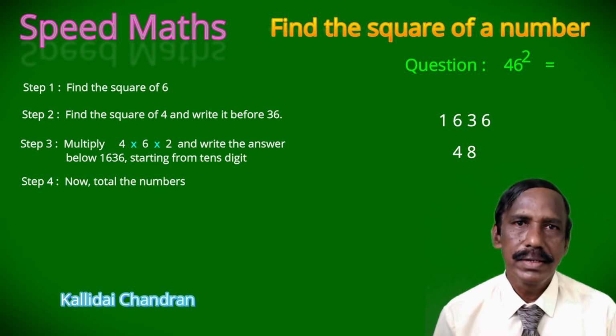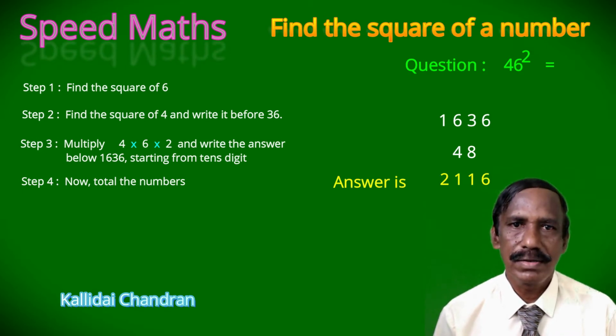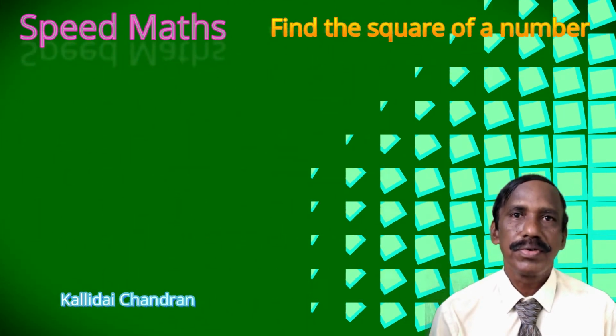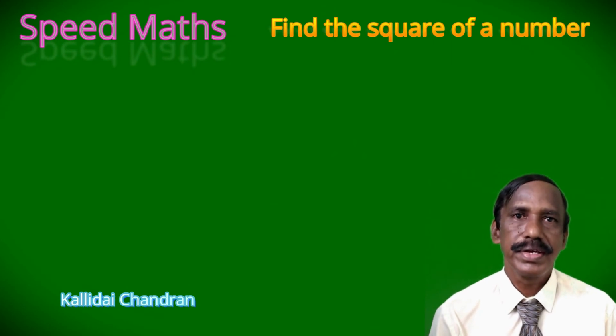Now add 1636 with 48 and the answer is 2116. 6, 8; 3 plus 4, 7... 3 plus 8, 11, 1; 1 plus 4 plus 6, 11. Carry over 1 plus 1 is 2. Thus the answer is 2116.